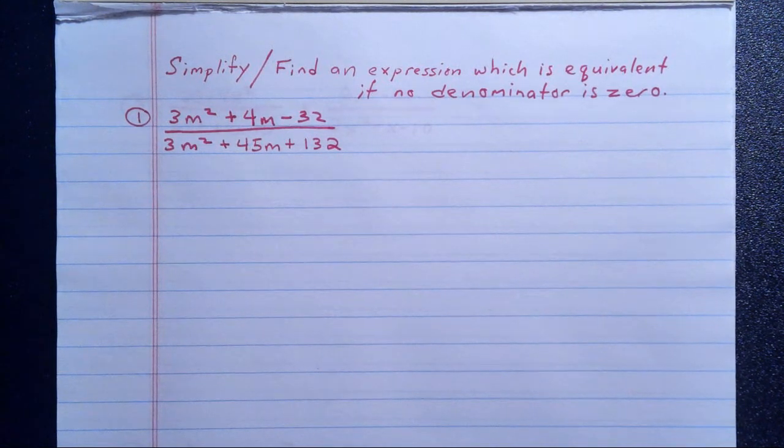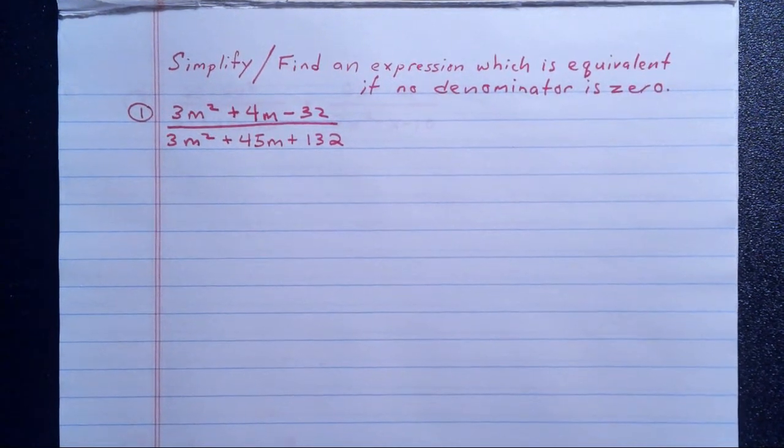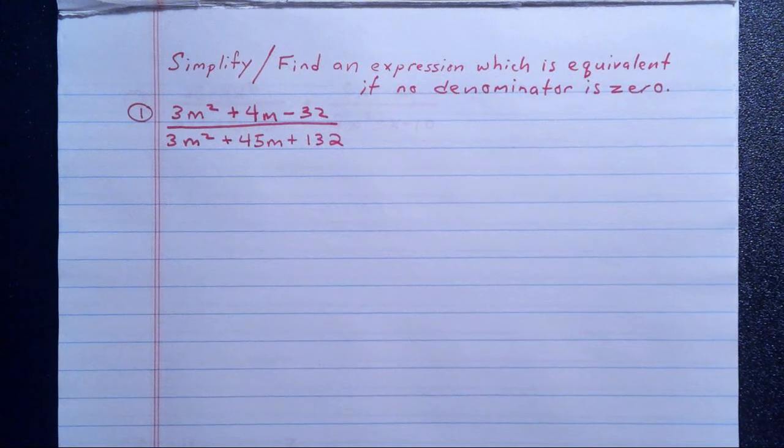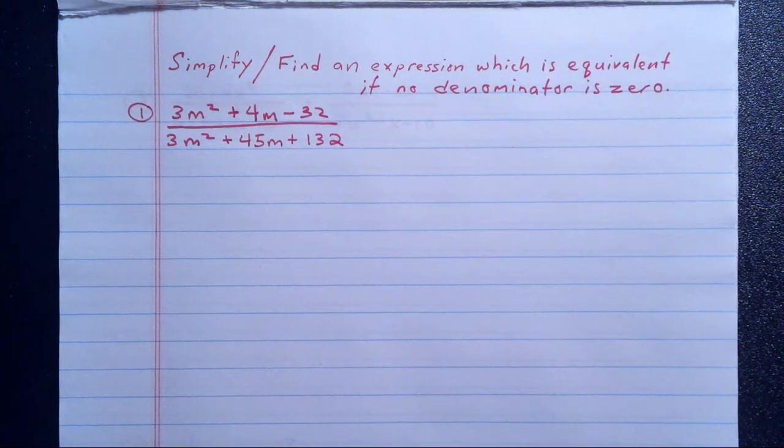Alright, so this first problem right here, 3m squared plus 4m minus 32 over 3m squared plus 45m plus 132. What I am asked to do here is simplify this. And simplifying means that I have to factor. Don't be fooled by the fact that these both start with 3m squared. Those are not factors. I need to factor this before I can worry about simplifying anything here. So what I'm going to do is start by factoring this.